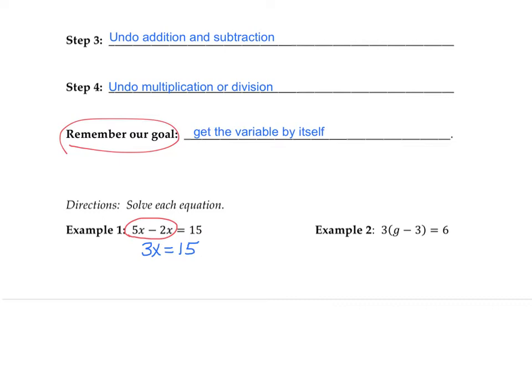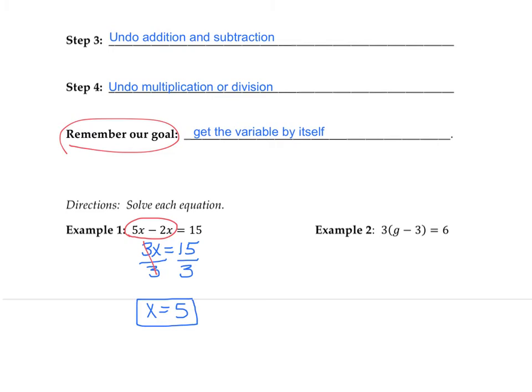So our next step would be to undo multiplication or division. We're multiplying here, and we're going to undo it by dividing. We essentially skipped step 3 because we don't have any addition or subtraction here. So we divide both sides by 3. The 3's are going to cancel, and now we're left with x equals 15 divided by 3, which is 5. So x equals 5 is your answer.